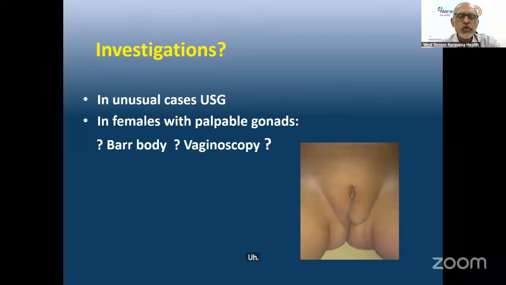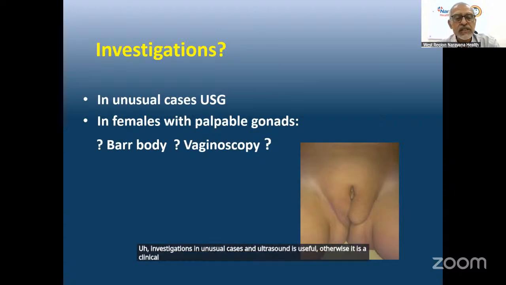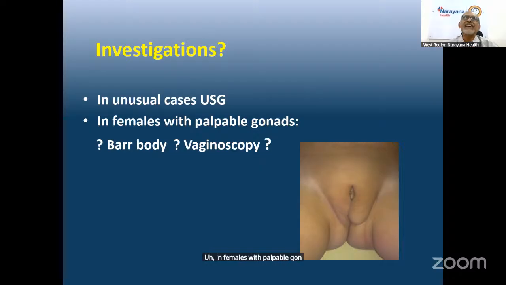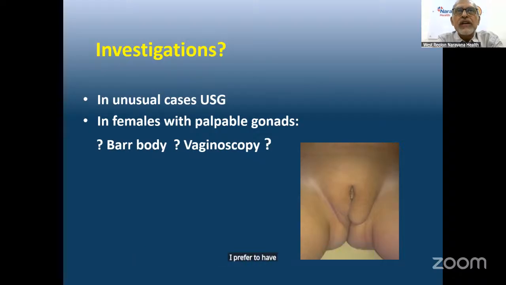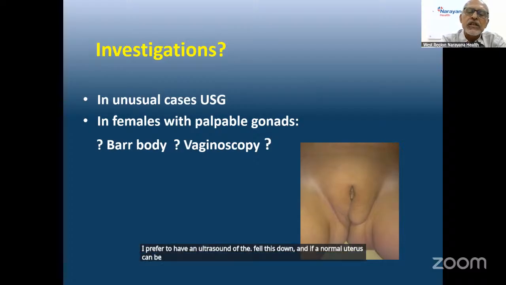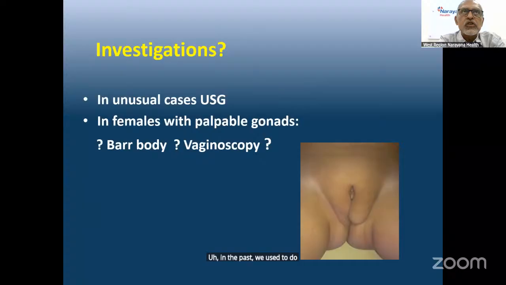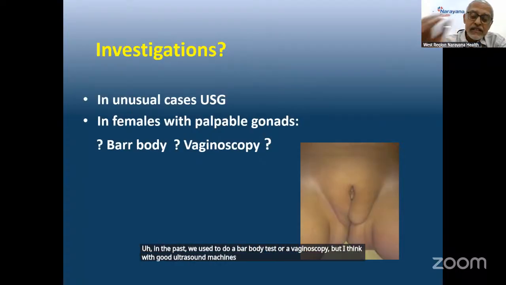Investigations: in unusual cases, ultrasound is useful. Otherwise, it is a clinical diagnosis. In females with palpable gonads, where there is a rare chance of a complete androgen insensitivity syndrome, I prefer to have an ultrasound of the pelvis done. And if a normal uterus can be seen, then this condition is ruled out. In the past, we used to do a Barr body test or a vaginoscopy, but I think with good ultrasound machines and good reporting, this is no longer required.